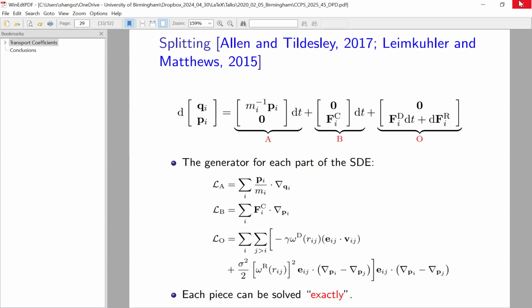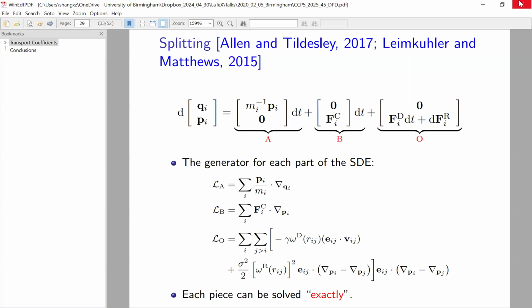Particularly, we can use the so-called splitting methods, where we split the vector field of the whole system into pieces like A, B, and O here. The A and B together is essentially the Hamiltonian part, and the O part is the dissipative term and also the random term here. So this is basically the Ornstein-Uhlenbeck process here.